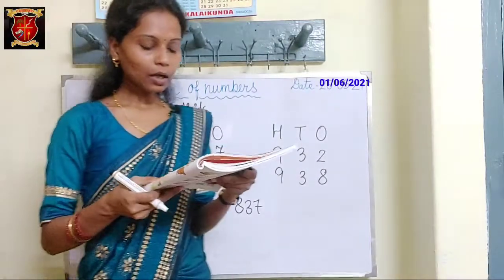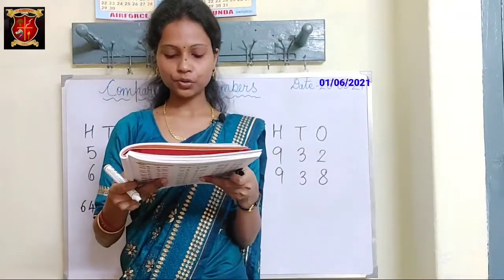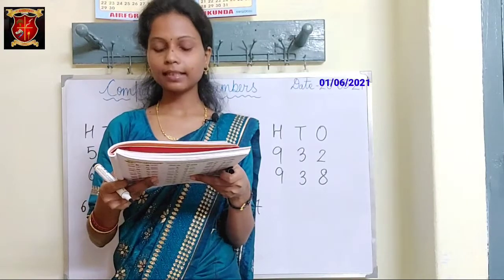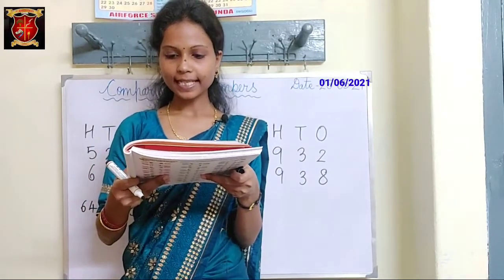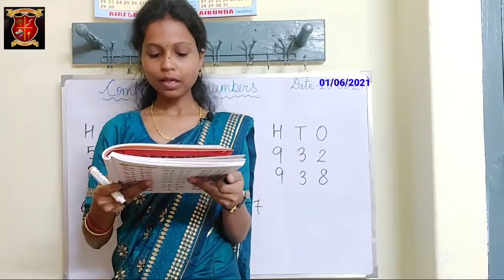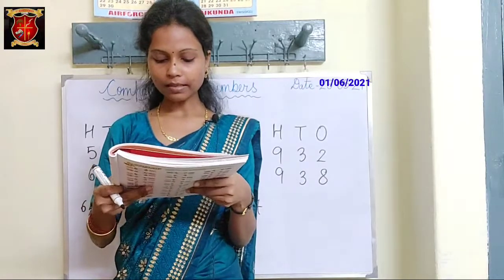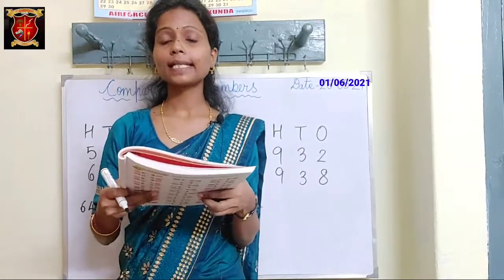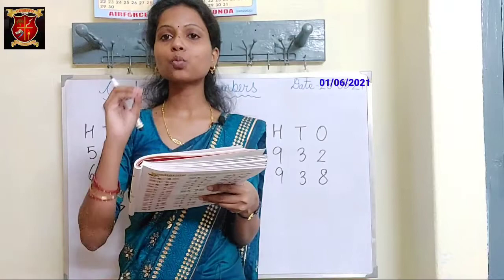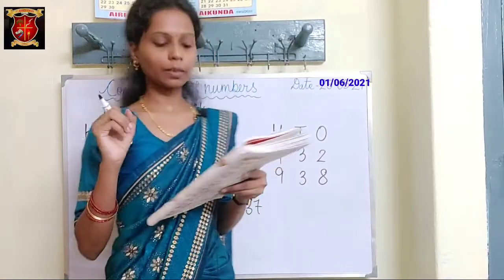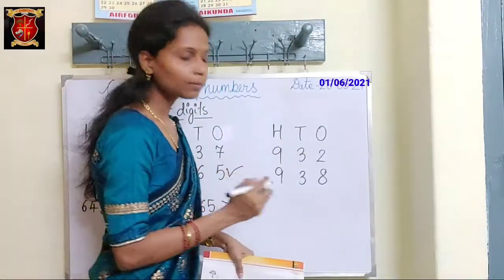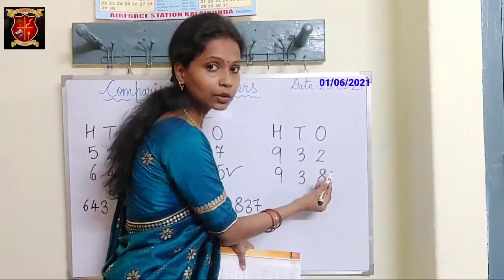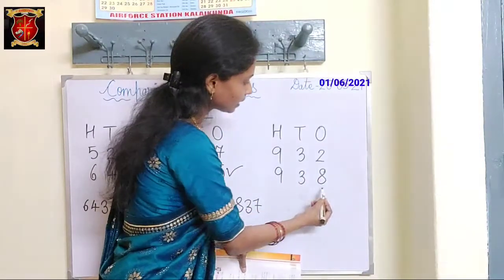Okay, out of 932 and 938, which is less? Now here the question is asking which one is less, then that means which number is the smallest number. So let's see both the numbers, 932 and 938.